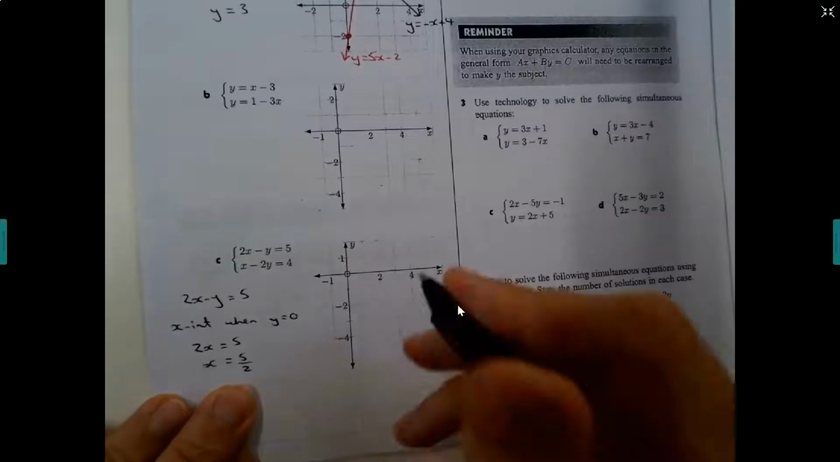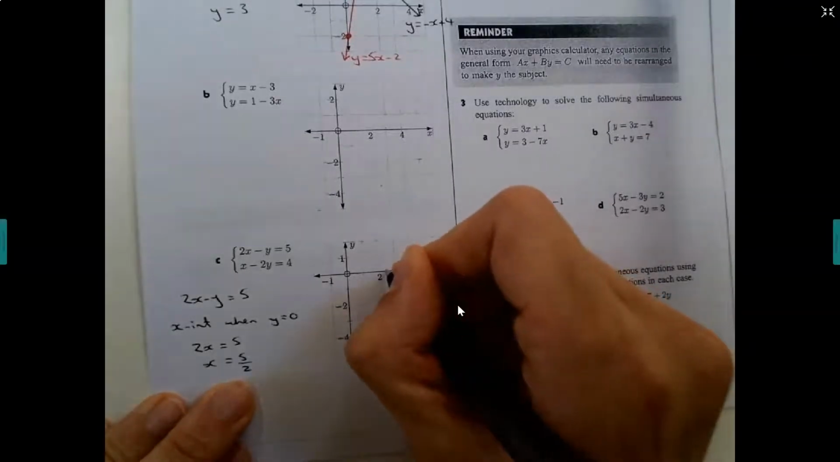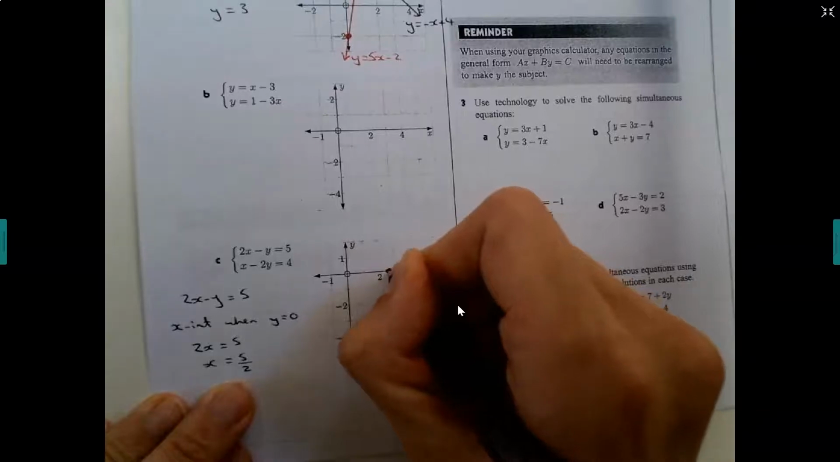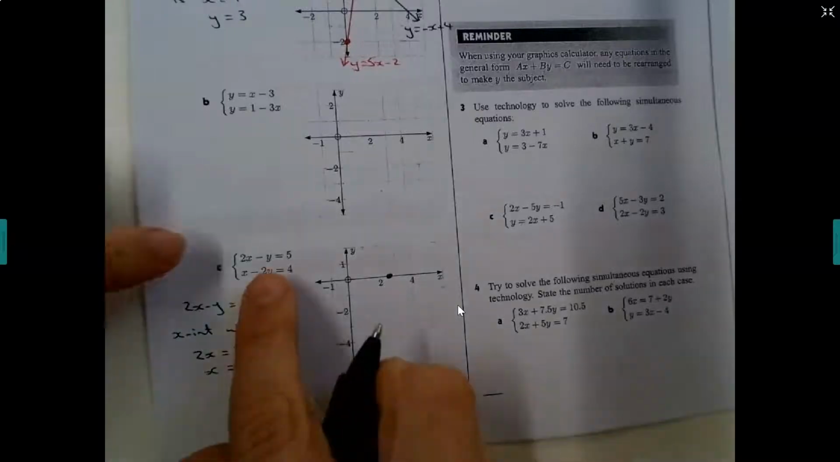So you might say, well, what was the point of that? Now I know that when x is 2.5, y is 0. So I can plot a point. Okay, so I've plotted a point. How many points do I need to graph this? 2. So let's find another point for that first equation.